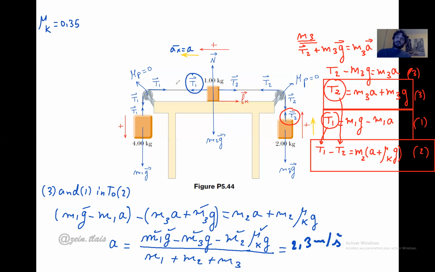In this case, I ask you to calculate the direction of motion. So M1 moves down, M2 moves to the left, and M3 moves up, upward.